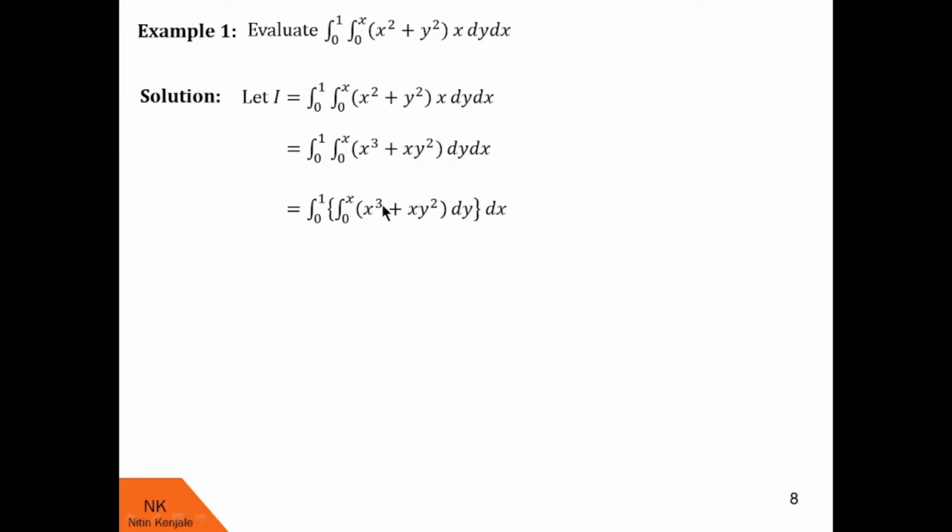Integral of x cube with respect to y will be x cube y, and integral of xy square with respect to y will be x y cube by 3 over the limit 0 to x. Now let's substitute these limits in y. So after substituting x in y, we have x cube into x, that is x raised to 4, plus x into x cube by 3, that is x raised to 4 by 3.